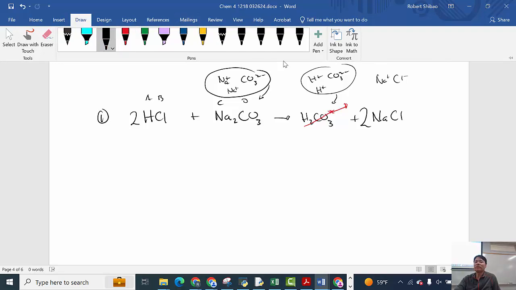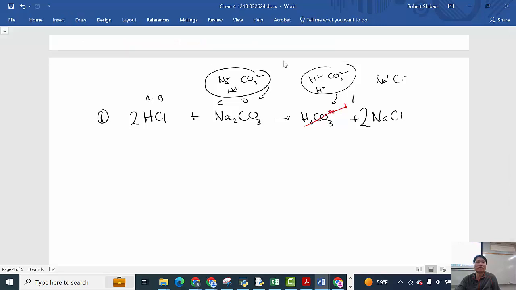Carbonic acid does not live for very long. It'll spontaneously decompose into... Anybody remember from yesterday?